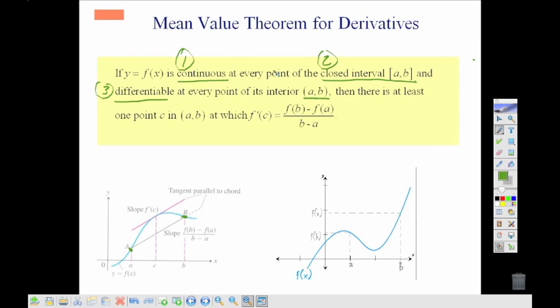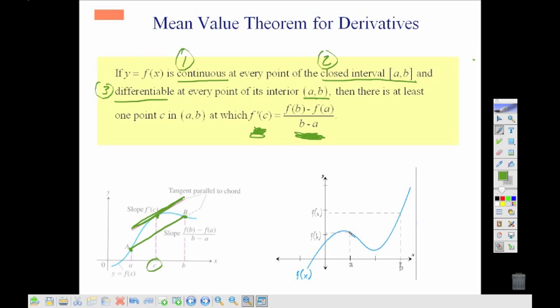If we satisfy those three conditions, then what we know is if we connect those endpoints as a secant line, so basically taking an average slope, then there's somewhere on that curve between them where we have a point that is parallel to that average slope, to the secant. So our derivative somewhere is equal to our average slope. Now there might be more than one point, but it guarantees at least one.